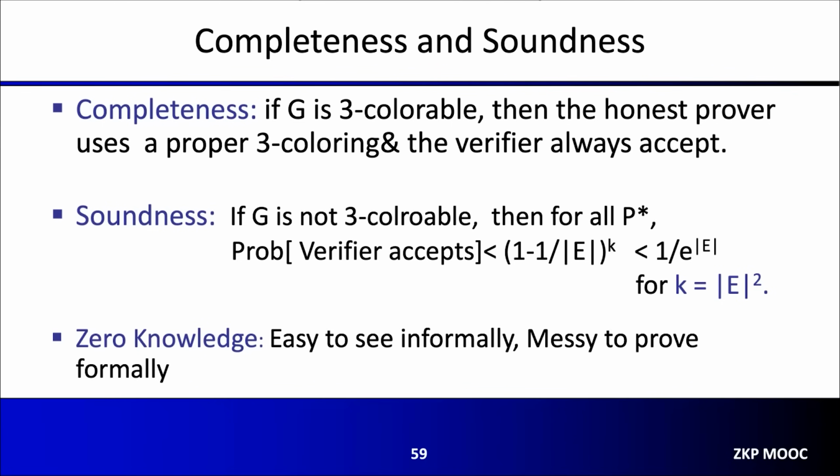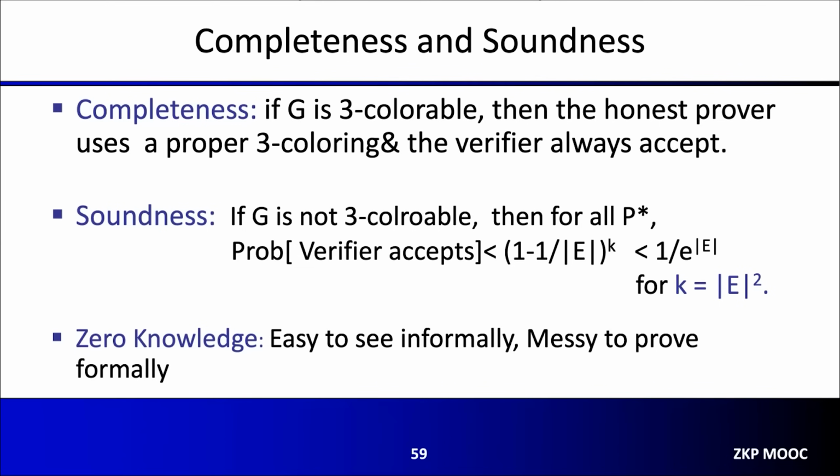What about soundness? If the graph is not 3-colorable, now think about it. No matter what the prover P star does, there is one edge there that's not properly colored. What's the probability that when the verifier chose that random edge, he will actually hit on the edge that is not properly colored? Pretty small. Maybe everything is well colored except for one edge. What's the chance you get that edge? Well, the chance is 1 in the number of edges.